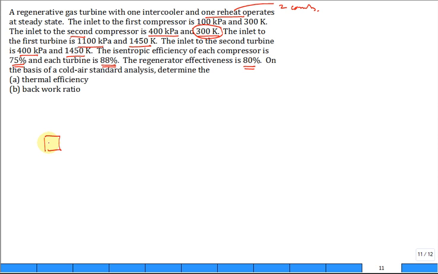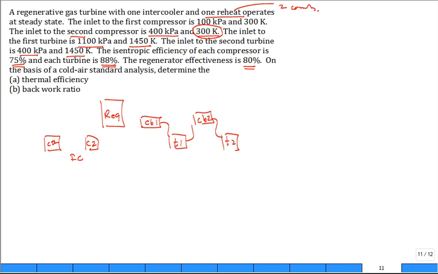So you have compressor one, the intercooler, the compressor two. Then we're going to go through a heat exchanger, which is a regenerator. Just call it regen, R-E-G, heat exchanger. Then we'll go into the combustor, CB1. Then we'll go into turbine 1. Then we'll go into CB2, combustor 2. Then we'll go into turbine 2. Then we'll come out of that turbine and go back to the regenerator. So inlet to the compressor, out to the intercooler. Inlet to the second compressor, to the regenerator, combustor, etc.